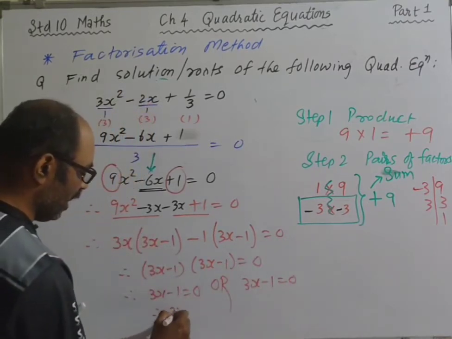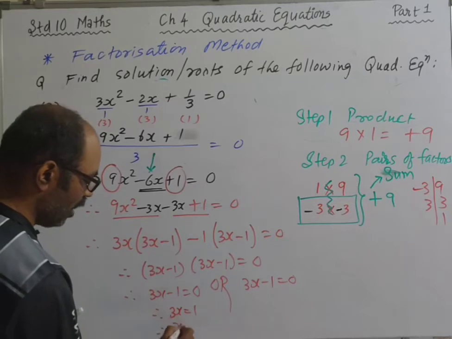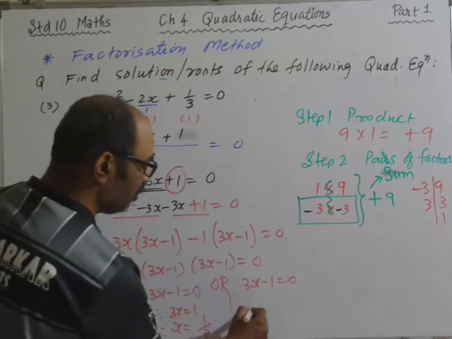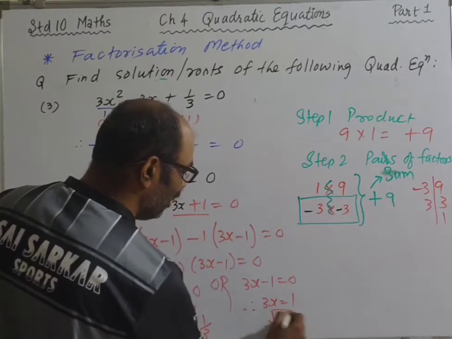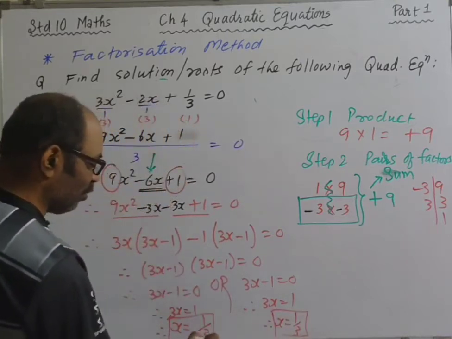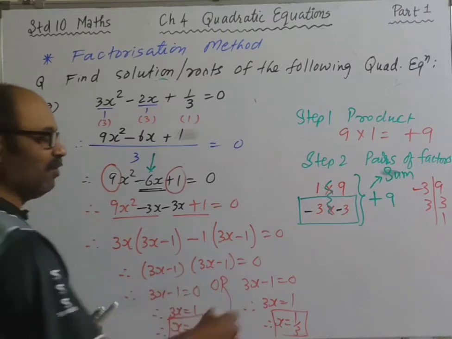Therefore, 3x minus 1 equal to 0 or 3x minus 1 equal to 0. So 3x is equal to 1. Therefore, x is equal to 1 upon 3. Children, this is a repeated root. This is called a repeated root.